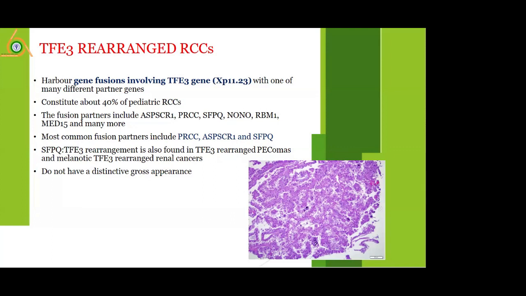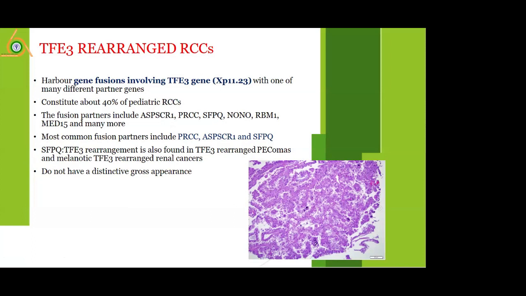So the classical molecular change here is fusions of the gene involving the TFE3 gene with different partner genes. The most common partners are PRCC, ASPS-CR1, and SFPQ, and apart from that, you can have other rare partners. So basically, it's a translocation or gene fusion involving the TFE3 gene.